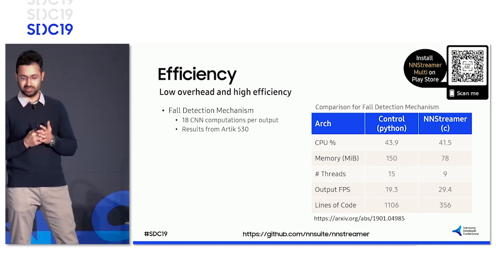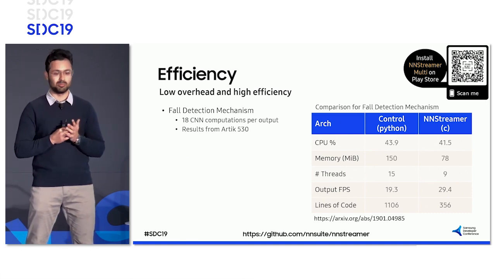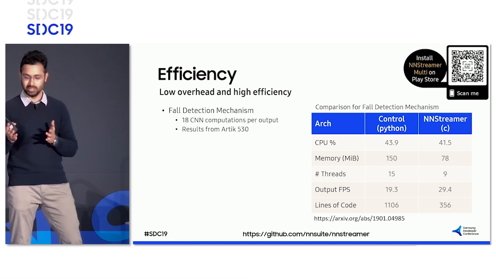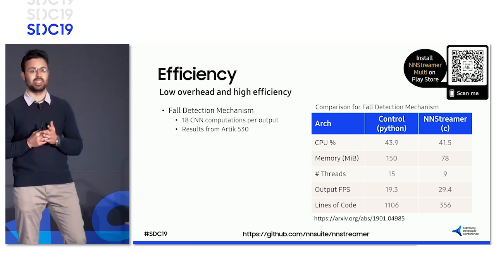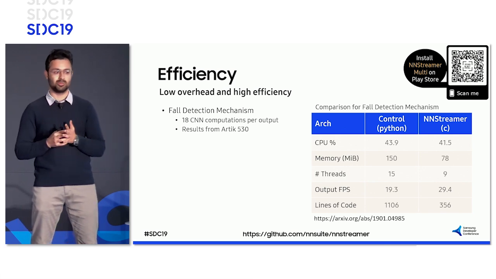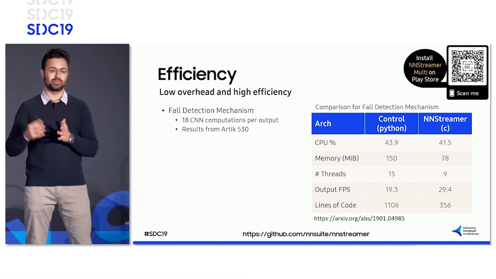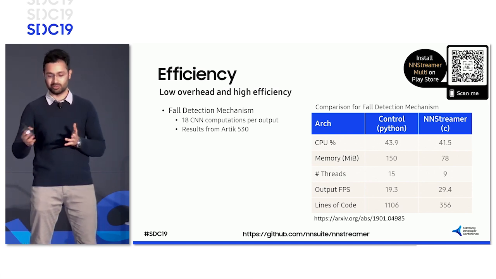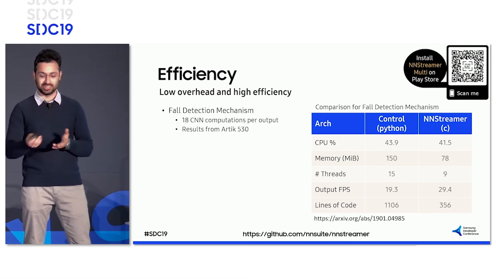So if we compare the results, the statistics of this particular example of fault detection mechanism, the CPU usage is pretty much maintained. However, the memory impact has been reduced to half. And the throughput, the frames per second as the output, they have increased by over 50%. So from 20 frames per second to 30 frames per second. And the amount of code to be written, that is also reduced by 1/3, where we are comparing Python code to C code. So that's a big difference. And this was tested on RTX 530.